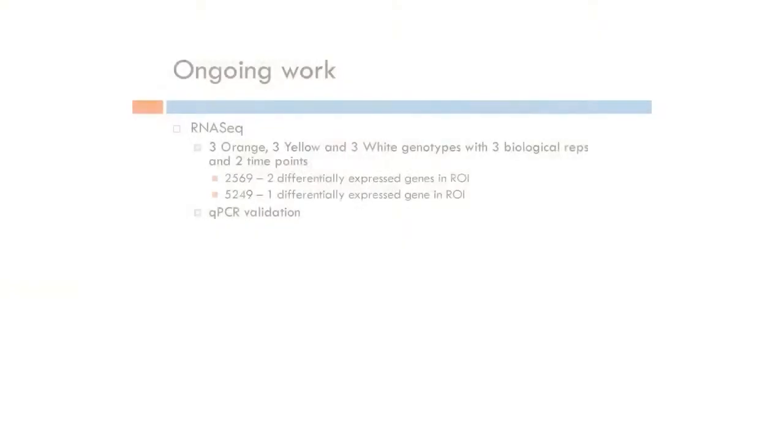So the work that we're doing now is we're adding functional or expression assays to this work. We have conducted an RNA sequencing experiment using orange, yellow, and white genotypes. This is specific for the first 2 mapping populations, for beta-carotene accumulation and lutein accumulation. And with these very narrowly defined regions, once you layer the differential expression data on top of it, we're very happy to see that there are only 2 differentially expressed genes within the region of interest for beta-carotene and 1 differentially expressed gene in the region for lutein accumulation. So those are very strong candidates.